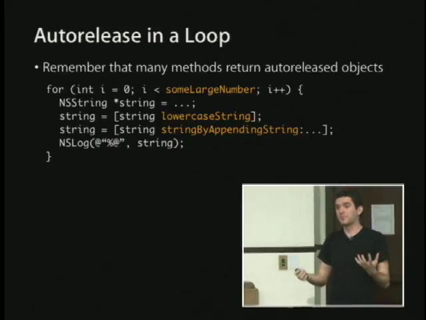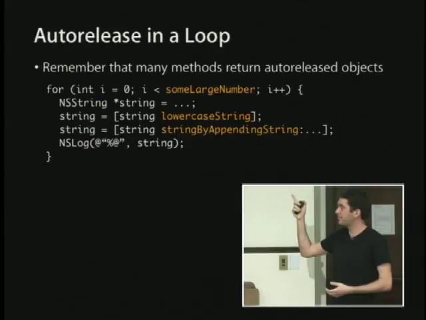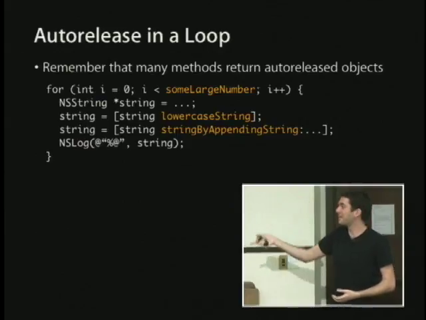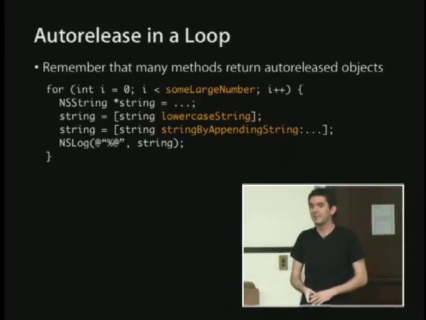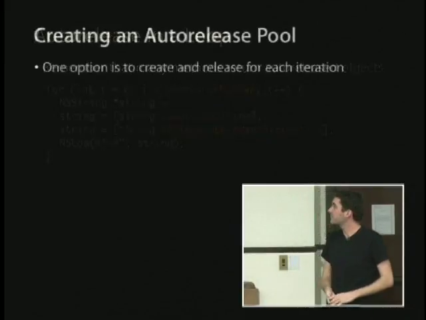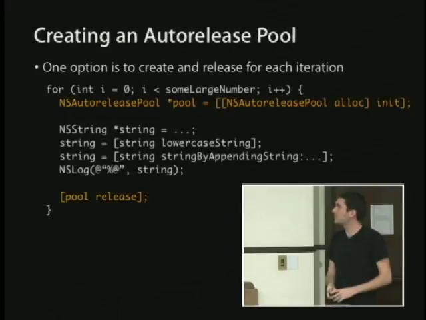And the memory for those isn't going to go away until this entire loop is finished. So we might end up with 20, 40, 80,000 objects if we're doing this a large number of times. And the memory usage for that can get pretty big. So how do we want to take care of that? Well, you could create an auto-release pool yourself for every iteration.